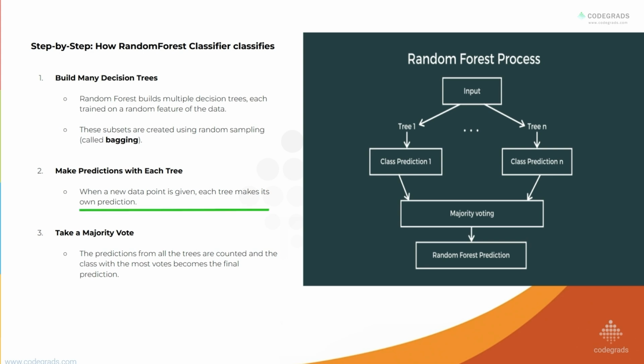Now, when a new data point is given, like some information about the length of the tail, the length of the nose, or the length of the ear, whatever data the model is being trained on, each tree makes its own prediction about which class it belongs to. For example, whether it belongs to a cat, a dog, or a rabbit class. Then the predictions from all of these trees are counted, and the class with the most votes becomes the final prediction. So that is the basic step-by-step understanding of how a random forest classifies.